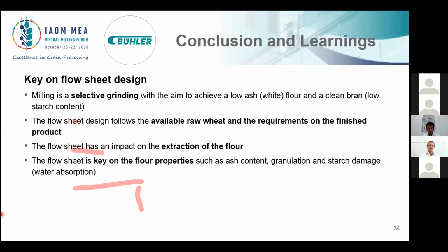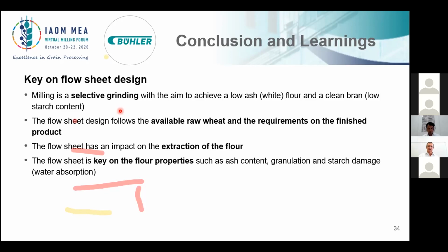When we talk about the conclusion, we can say milling is a selective grinding process. It starts from the kernel and it ends with a clean flour and a clean bran. What does a clean bran mean? It's a low starch bran. The flow sheet design is based on the raw material and on the finished product. And of course, the flow sheet has an impact on the extraction. You can be the best miller, but if your flow sheet is poorly designed, you don't get the best extraction.